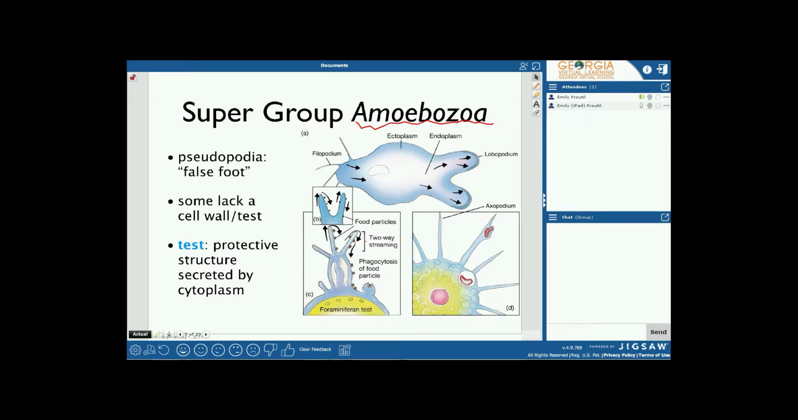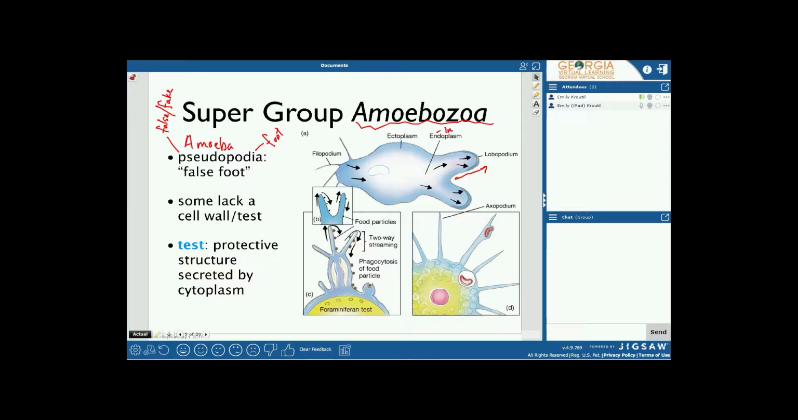And amoeba is the main critter. And there's a lot of different species of amoeba. They have something called a pseudopodia. So pseudo is like false, fake, and podia means like foot. Okay, so some lack a cell wall. So basically these are like their fake feet right here, and they kind of move forward using that, you know, the way they move that way.